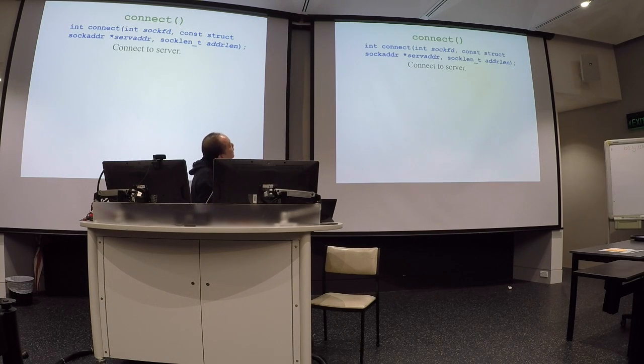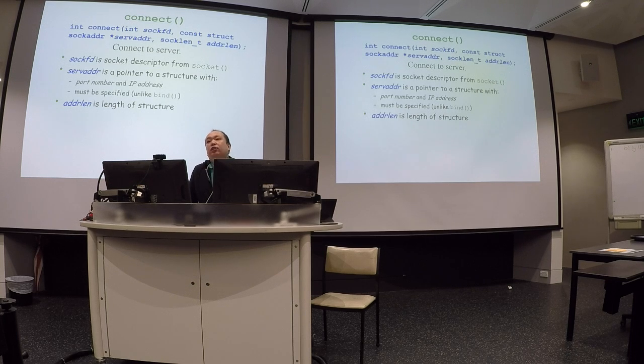The connect function accepts 3 arguments. The first argument is the descriptor of the socket that you have just created at the client side. The next 2 arguments are a pointer to a socket address data structure and the length of the socket address data structure. The second and third arguments are used to specify the server's socket address. We need to know where the server is, so we need to tell the connect function the socket address of the server.